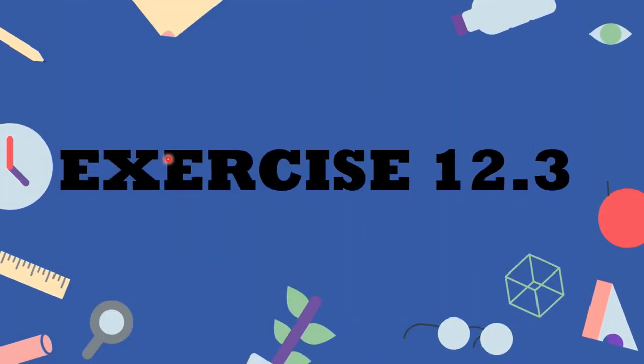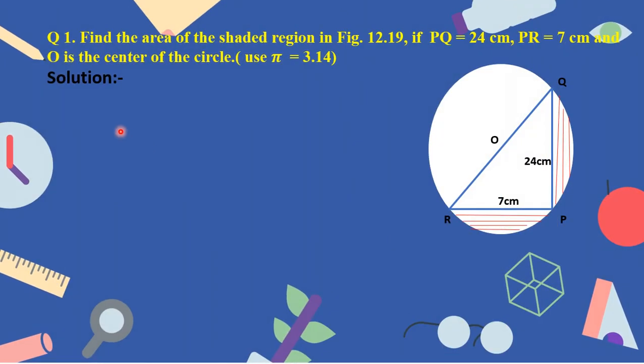So let's take the problems of exercise 12.3. Here question number 1 says: find the area of the shaded region in figure 12.19 if PQ is equal to 24 cm, PR is equal to 7 cm, and O is the center of the circle. So here this figure is given. PQR is a triangle, and two sides of this triangle are 7 cm and 24 cm respectively, and its center is O.